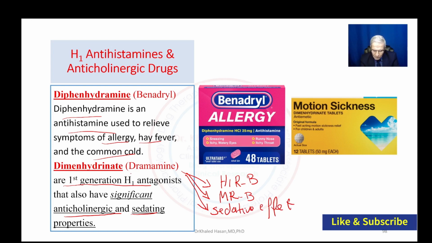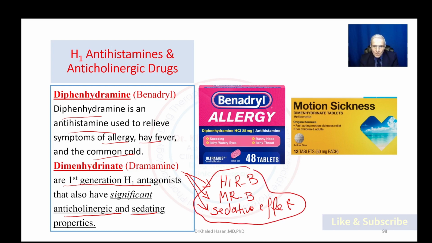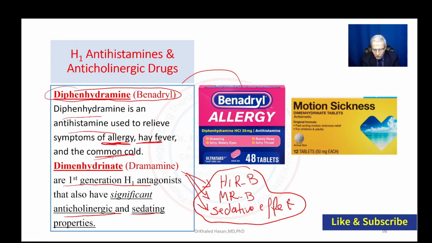So dimenhydrinate, Dramamine, carries the properties of the H1 blocker, muscarinic blocker, and sedative effect. So this medication is considered non-selective and may cause side effects, and we discussed the side effects in the previous slide. Diphenhydramine, Benadryl, here you can see it. We use it for patients with allergy, hay fever, or common cold.